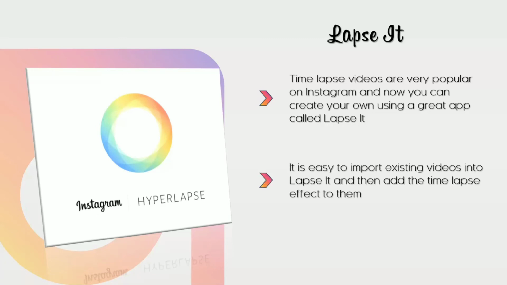It is easy to import existing videos into Lapse It and then add the time-lapse effect to them. You can speed things up or slow them down using the app and also add music in the background. There are so many features in the free version for iOS and Android, and if you need more, then you can upgrade to the Pro version for only $1.99.